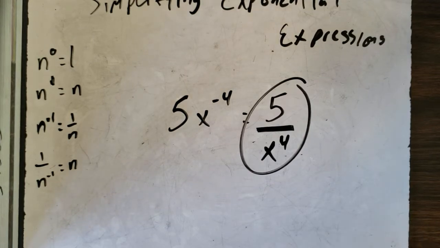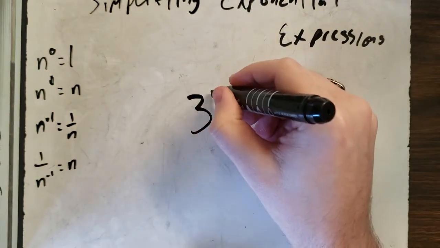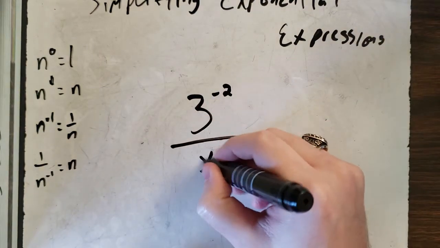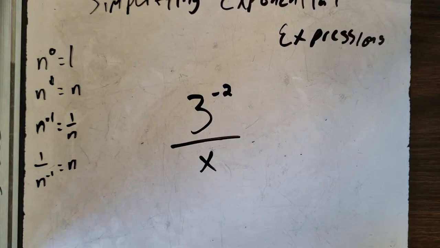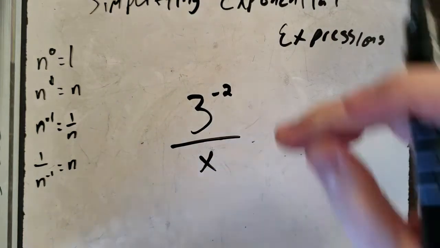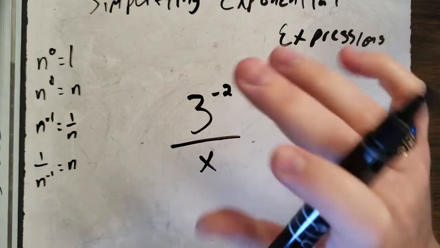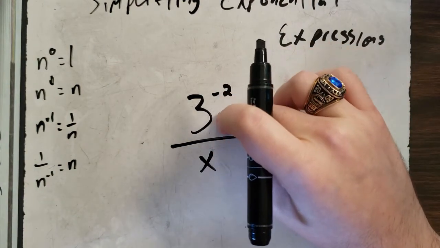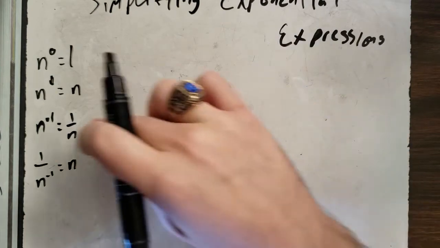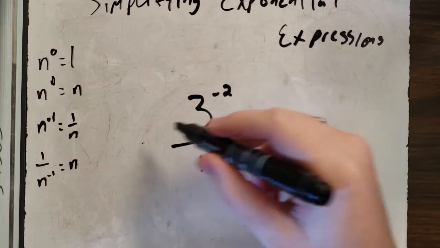Okay, let's try something else. Let's do 3 to the negative 2nd over x. We look at our two terms here. We have a 3 with a negative exponent, and then we have our x just chilling by itself. So what do we need to move? Our x doesn't have an exponent, so it stays where it is, but our 3 has a negative 2, which means it has to flip and go underneath the fraction bar, and the 1 goes on top.